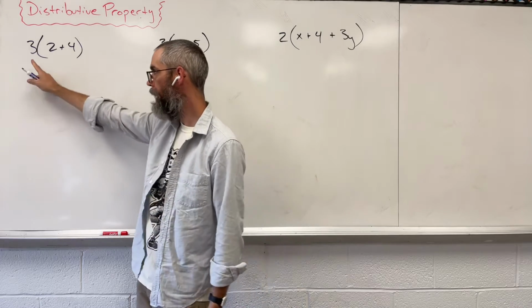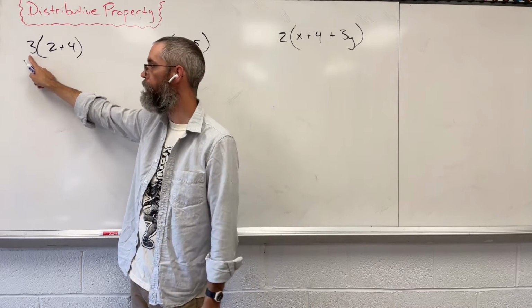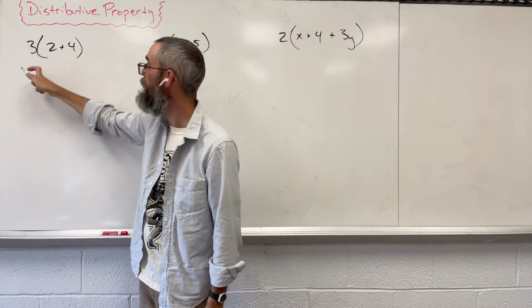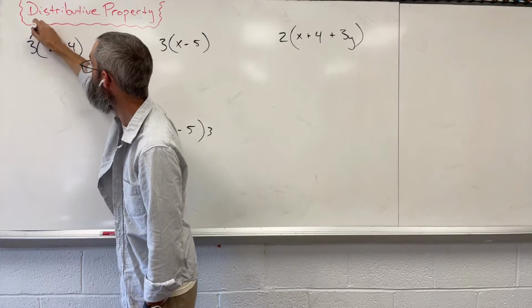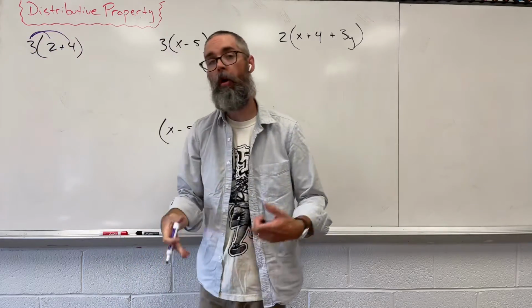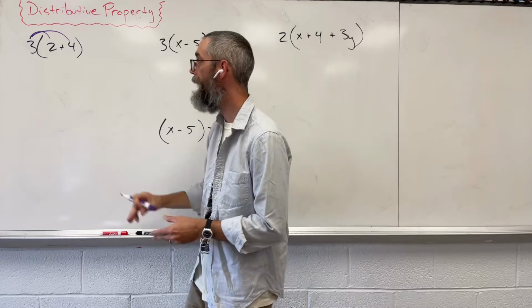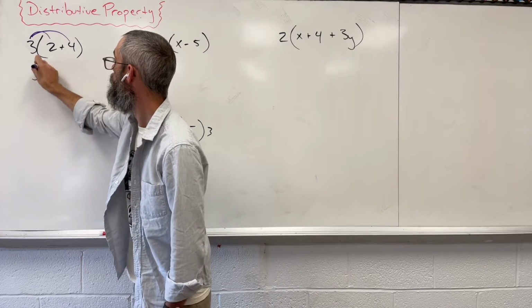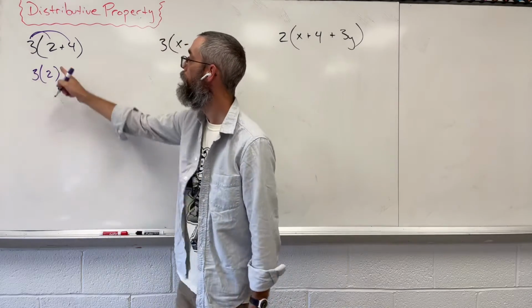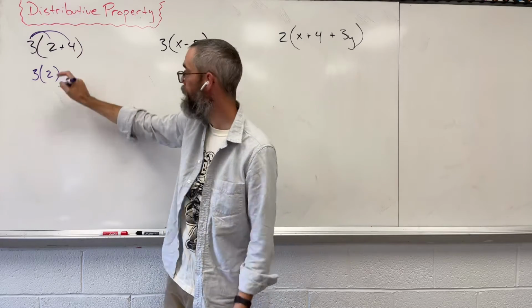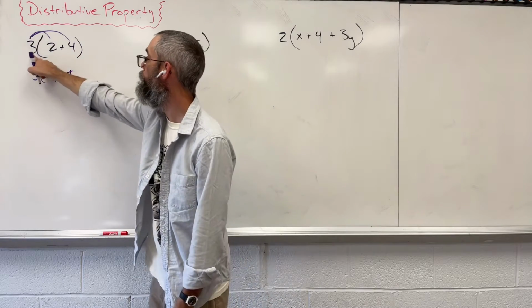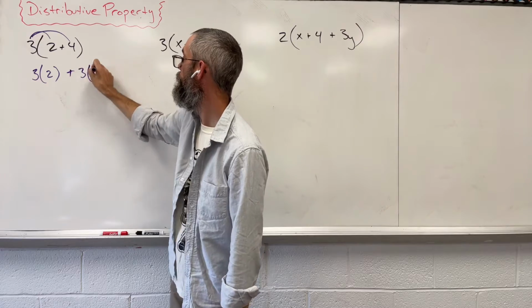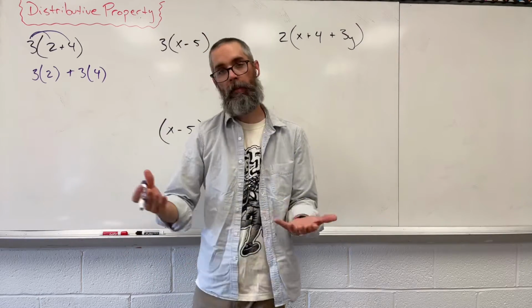Okay, so when you have one number or a group of numbers, a term on the outside of this parenthesis, it needs to get distributed or multiplied to everything on the inside. So what's really happening here is 3 times 2. And because there's a plus sign here, we say plus 3 times 4. And then we can simplify them as we go.